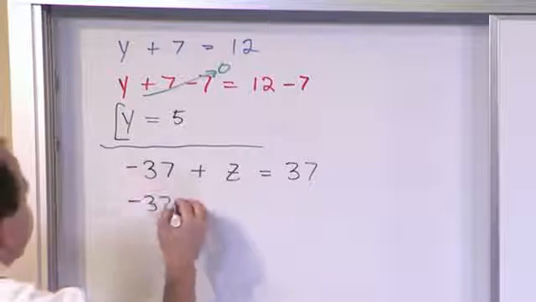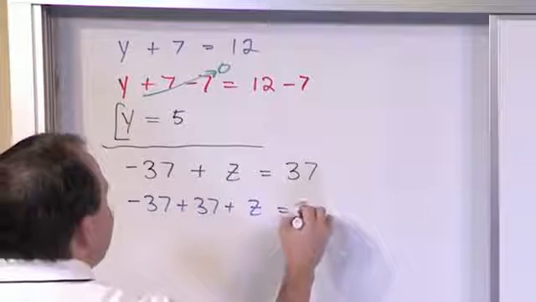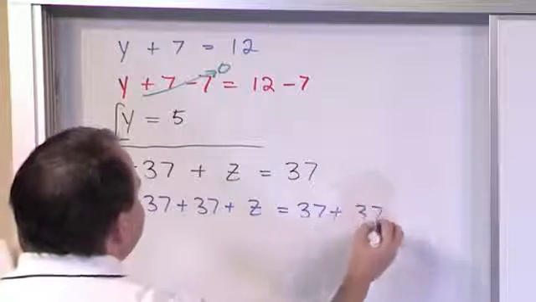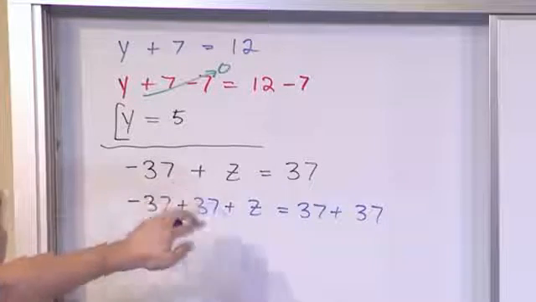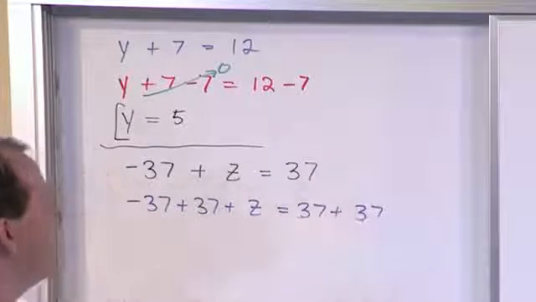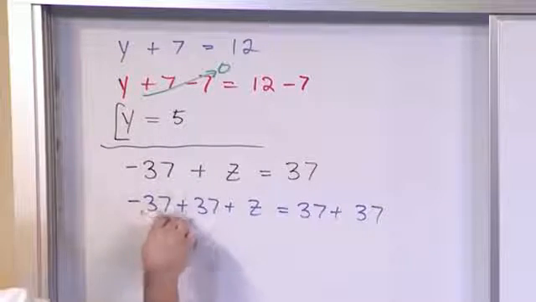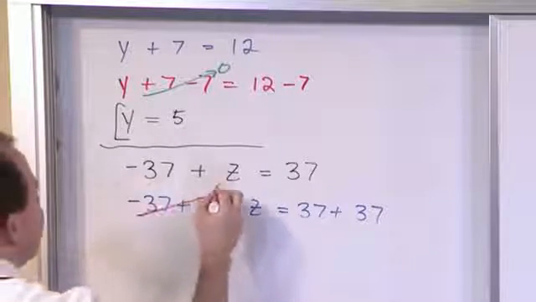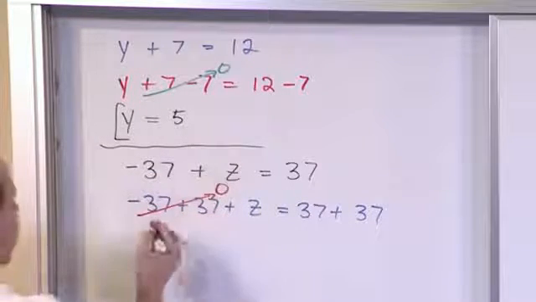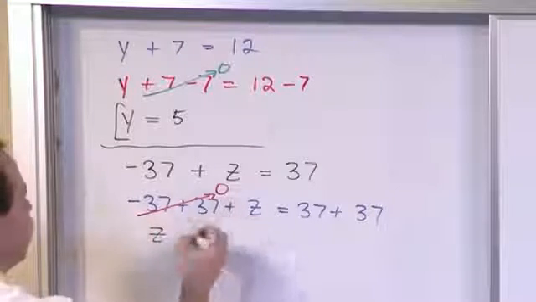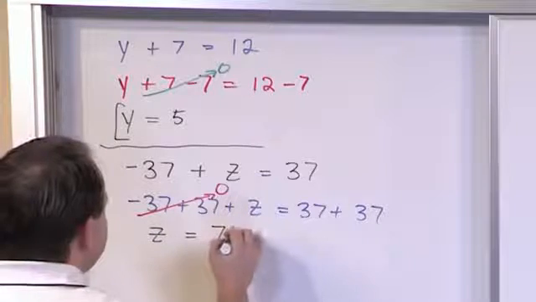So negative 37, we add 37 to the left. And if we add it to the left, we have to add it to the right as well. In other words, all we did was add 37 here to the left-hand side, and then of course we had to do the same thing to the right-hand side. The reason we're adding it is because negative 37 plus 37 is 0. And that basically eliminates everything on the left-hand side. The only thing we have left is z. On the right-hand side, we have 37 plus 37, which is 74.